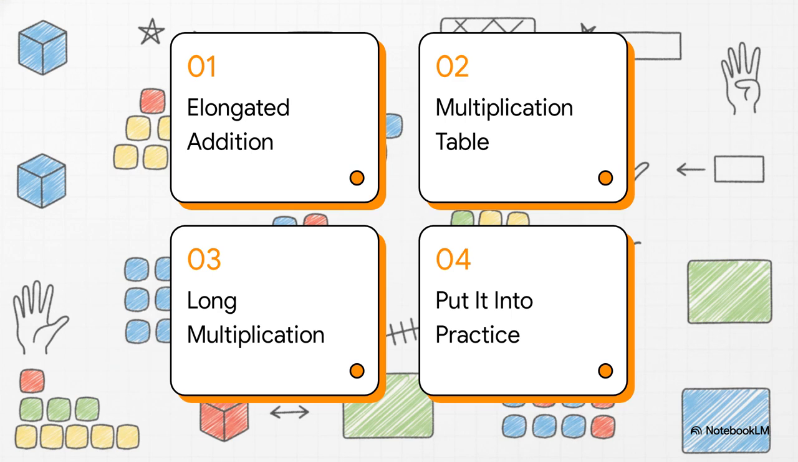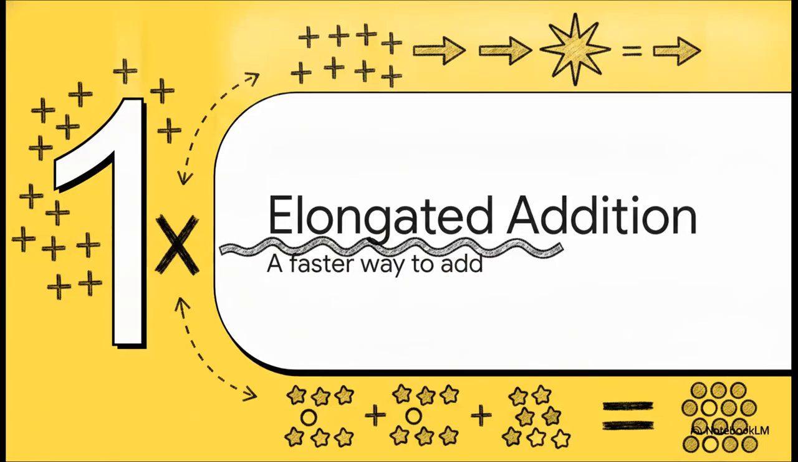Okay, let's dive right into this. Here is our roadmap to total mathematical independence. We're going to hit 4 stops. 1. Multiplication as elongated addition. 2. Using the multiplication table. 3. Multi-digit long multiplication. And 4. Put it into practice.